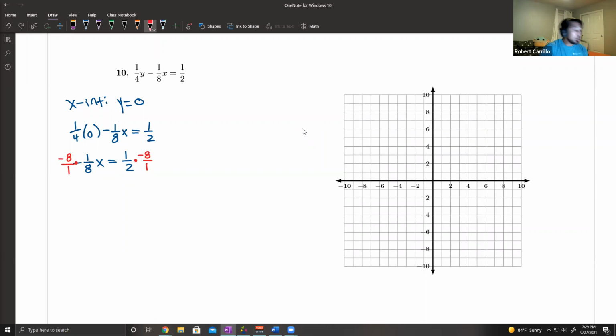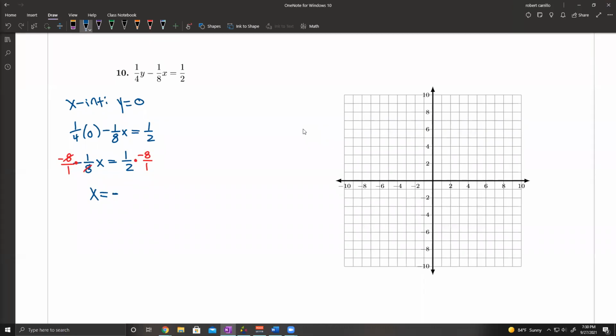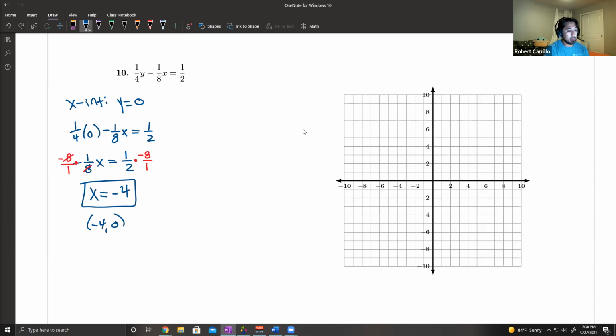And if we multiply both sides by the reciprocal, cancel, positive x equal to, and then this becomes negative 8/2, which gives me negative 4. Good. And our point is (negative 4, 0). Okay, cool.